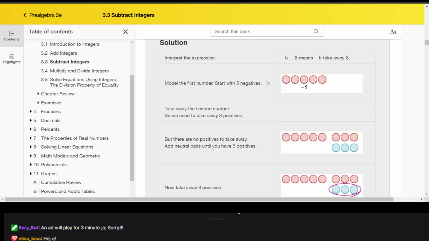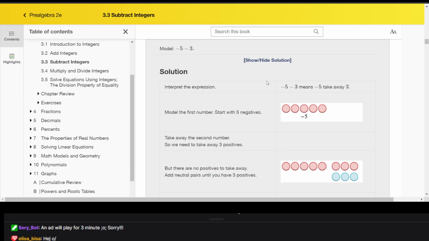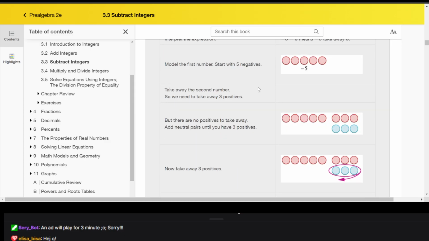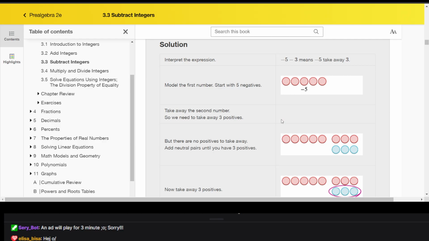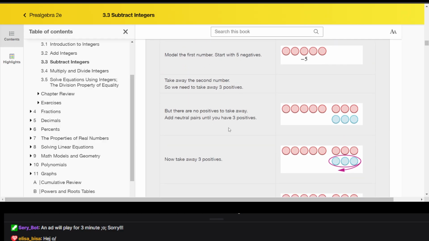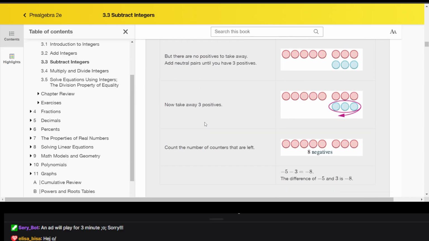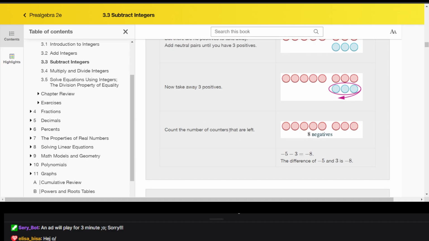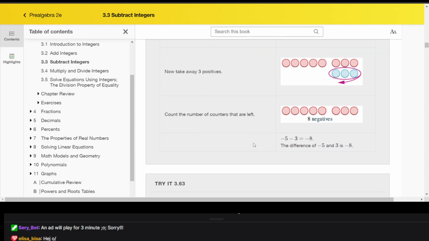Negative 1 minus 3. Negatives, take away the second number, so we need to take away 3 positives. The positives take away, add each pair to have 3 positives. Take away 3 positives. And negatives.